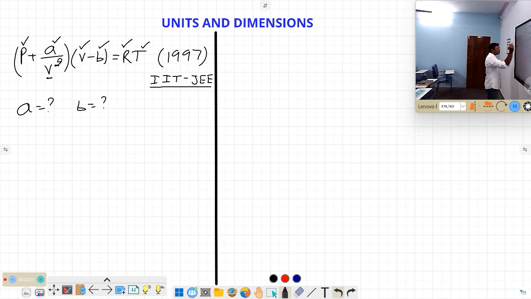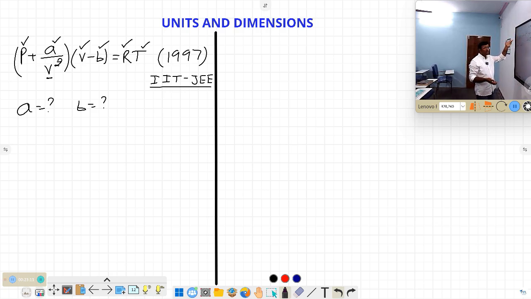Constant B value is equal to what? What is the dimension formula for A? What is the dimension formula for B? They're asking to find these. According to the given, the second application is to check the correctness of the equation. So is this equation correct or not?